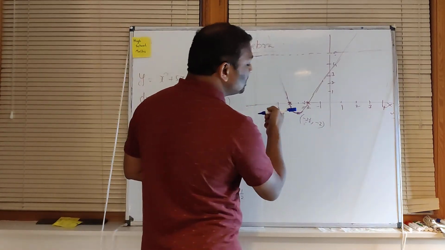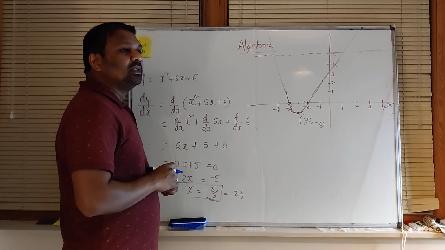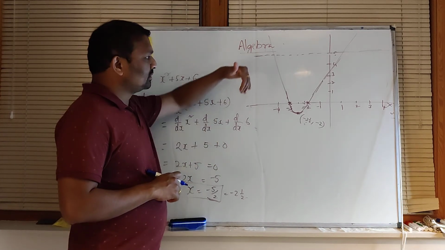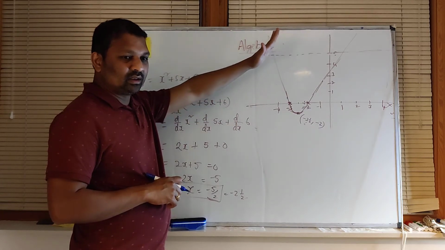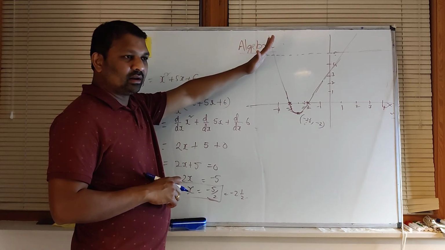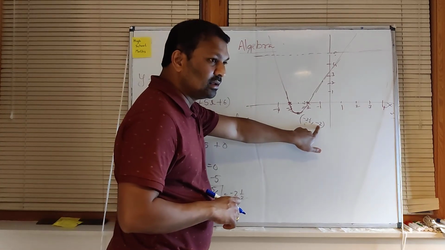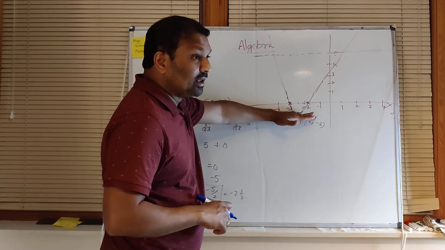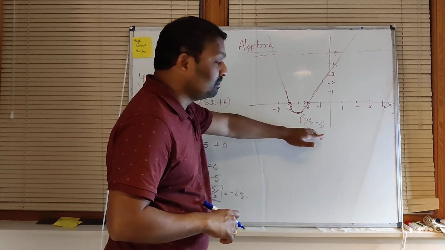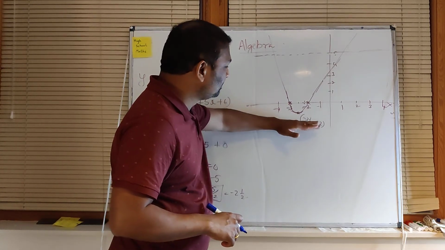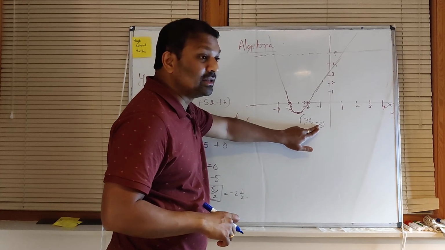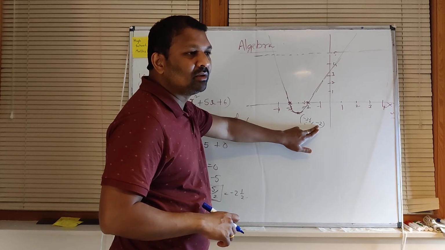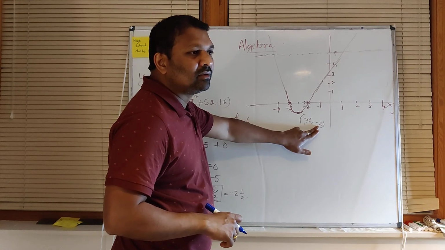It took a U-turn. This is the point where the slope is 0, and this is the coordinate of the lowest point the curve can take. This is the lowest value of y that it can take. If I put a value of y below minus 2, tell me one value below minus 2. Minus 5.